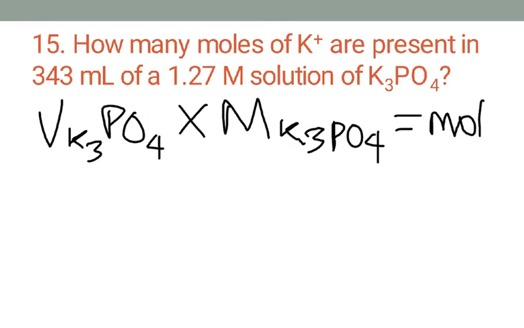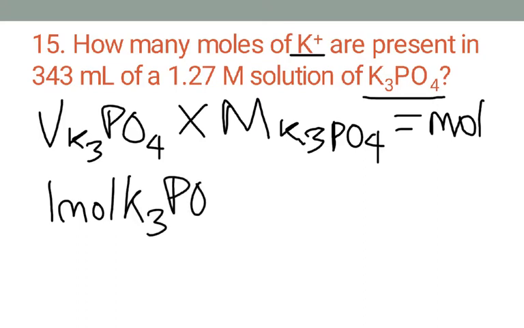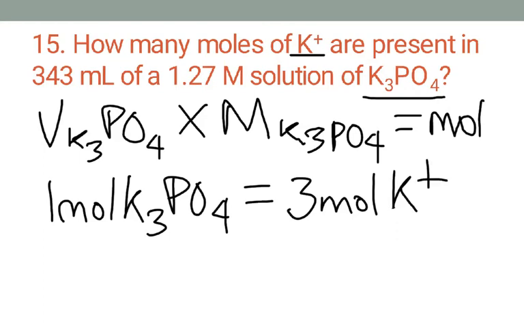Now, if you look at potassium phosphate, you can make a mole ratio. Right? You can look at how many moles of potassium you have for every one potassium phosphate formula unit. So, for every 1 mole of K3PO4, you're going to have 3 moles of K plus ions.